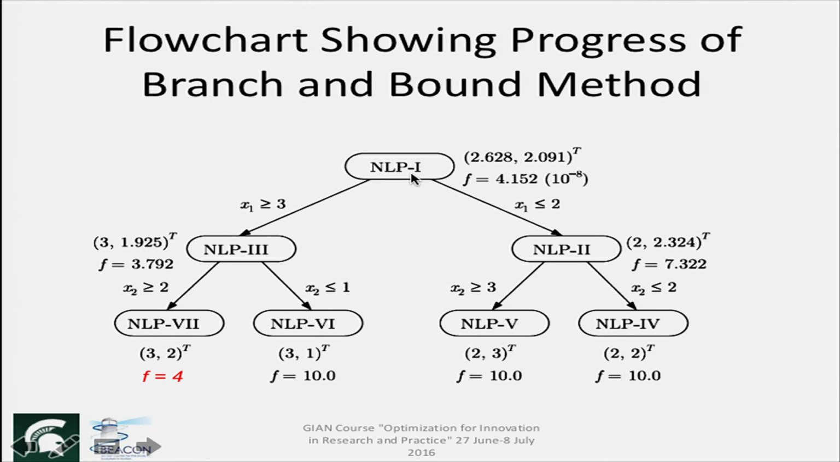This is how I started. Both are real numbers. Function value is very close to 0. I choose x1 to split, and I get NLP3. The result is 3, 1.925. So I split into 2 problems, and similarly NLP2 here is split into 2 problems. Now everything is fathomed because I've got an integer solution here, and this has the best result. So 3, 2 is the best value for this problem.